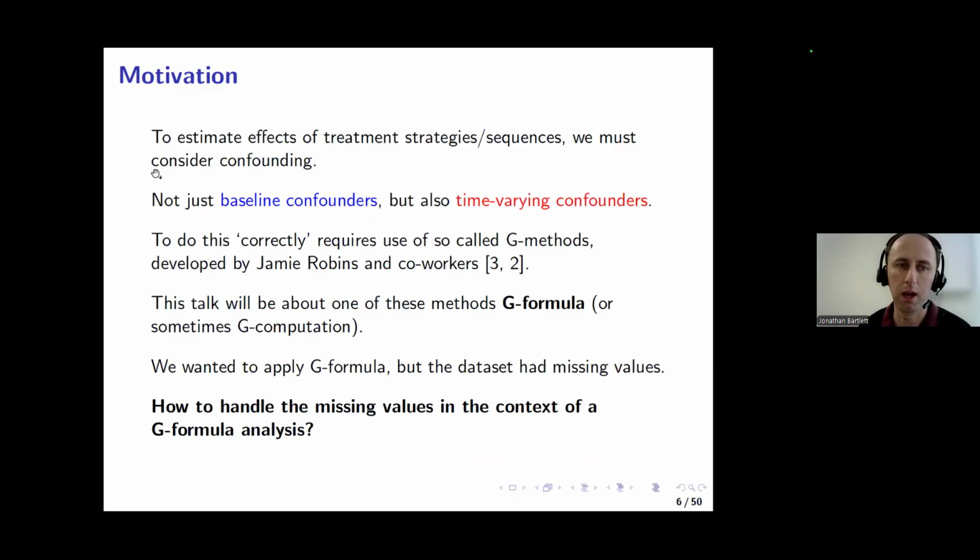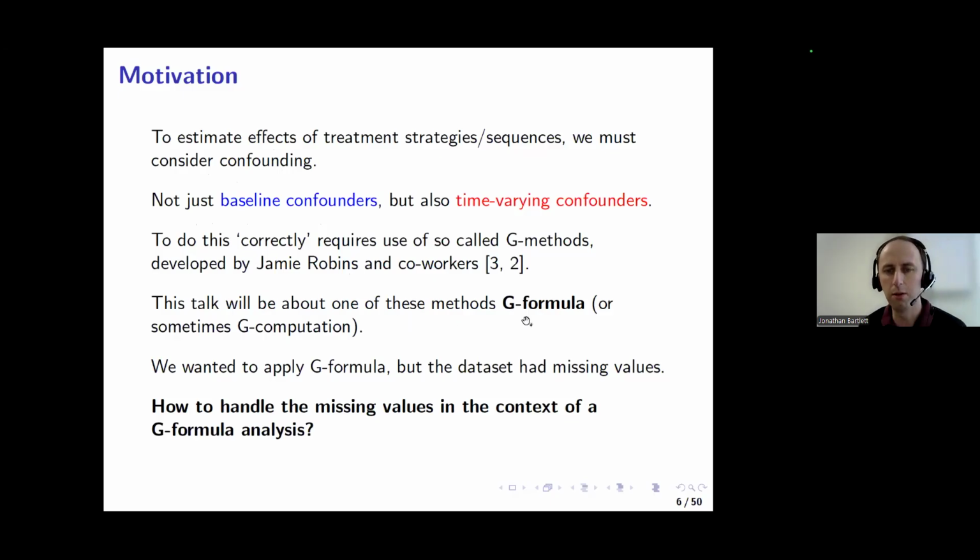This was something happening due to a combination of physician decisions and patient level decisions. And so we have to worry about confounding, and not just baseline confounding, but time-varying confounding: variables that affect what treatment somebody has over time and also the final outcome of interest. And to estimate effects of treatments in this sort of situation requires use of so-called G methods, which were developed by Jamie Robins and colleagues over a number of years.